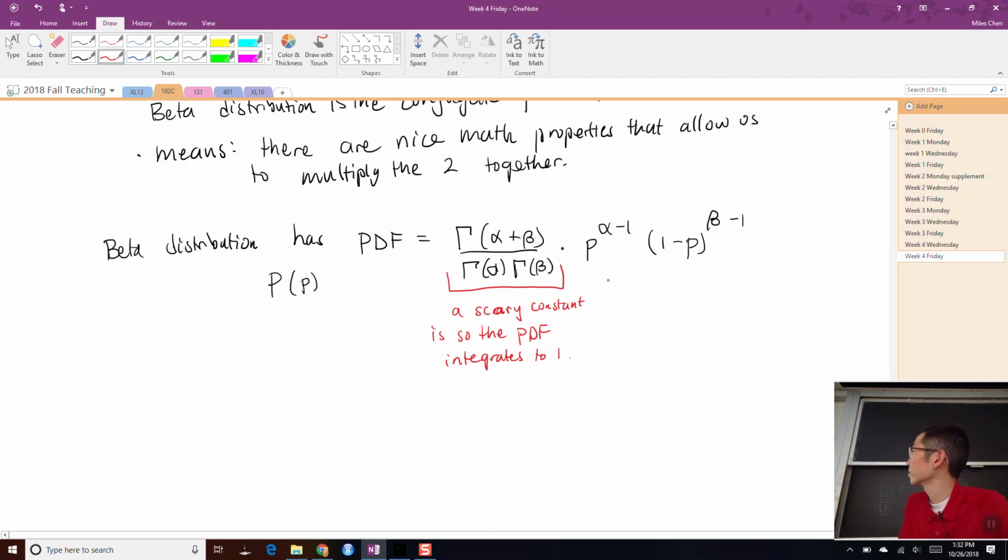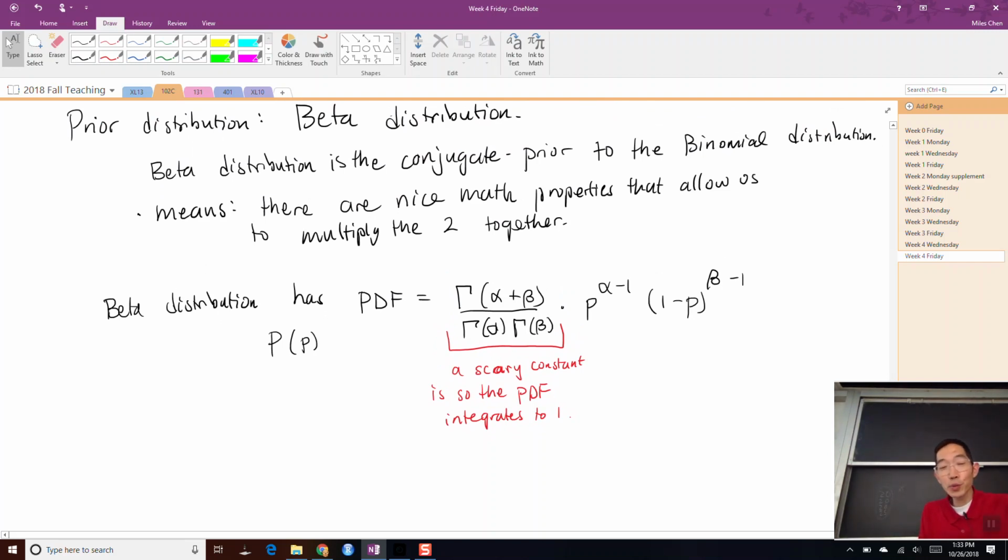The math behind the gamma function is weird, but conceptually it's just connect the dots for the factorial. It's just a constant so the PDF integrates to 1. You don't have to worry about it. The only thing that really matters is this p^(α-1) and (1-p)^(β-1), okay?